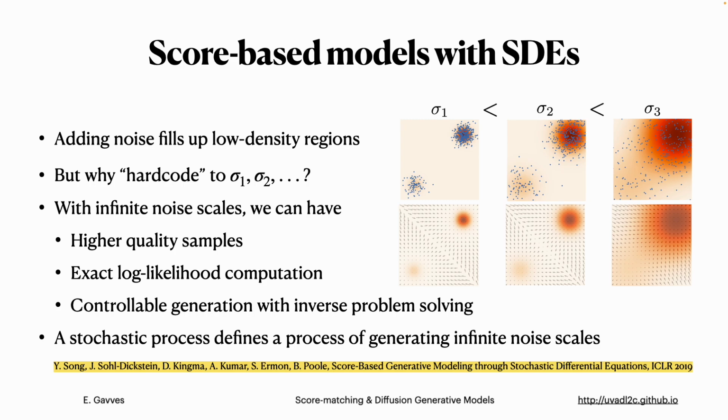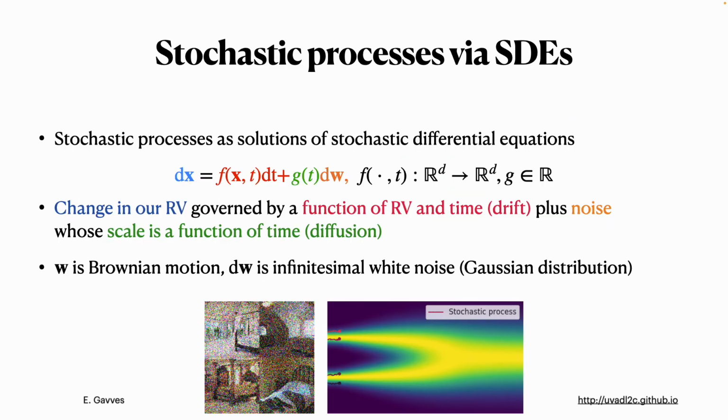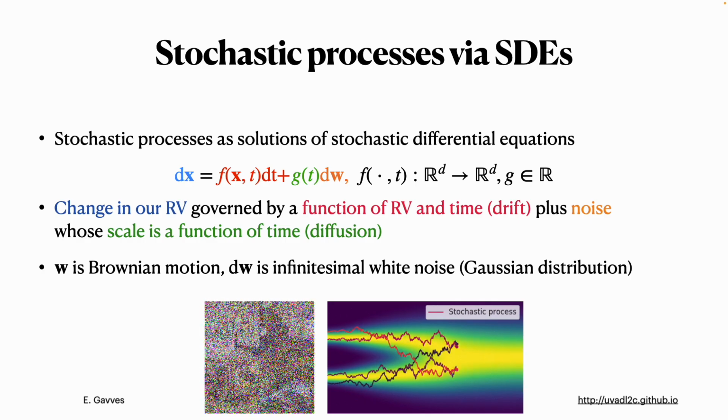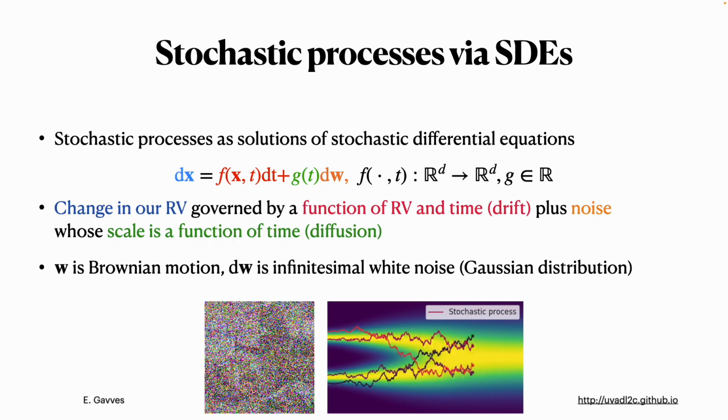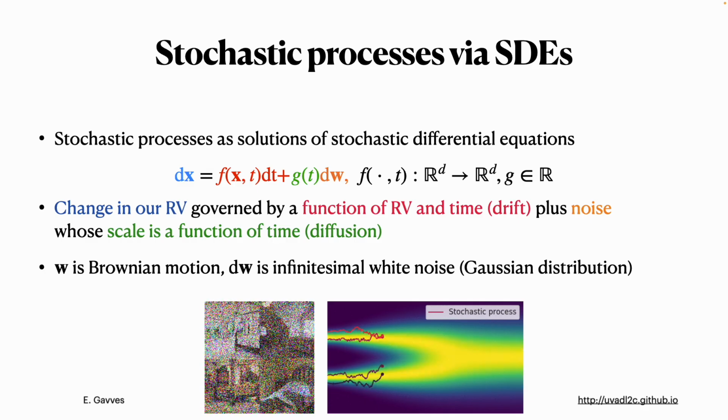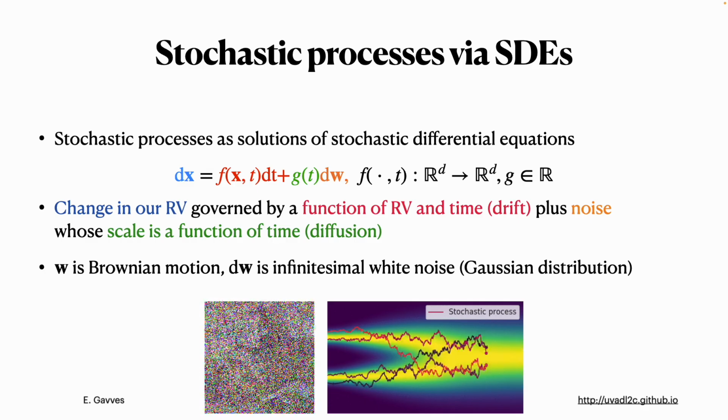In that case, we would have infinite noise scales. And if we do it like that, we can have higher quality samples, because we can basically learn the noise scaling, the noising up procedure. We can show that we have exact log likelihoods and controllable generation. Stochastic differential equations are then a way that you can actually formulate this problem.